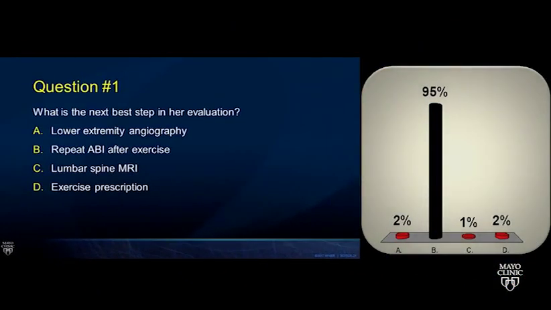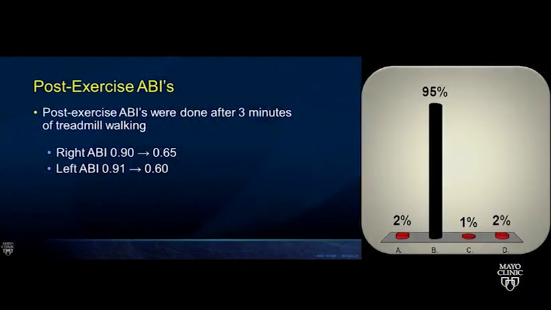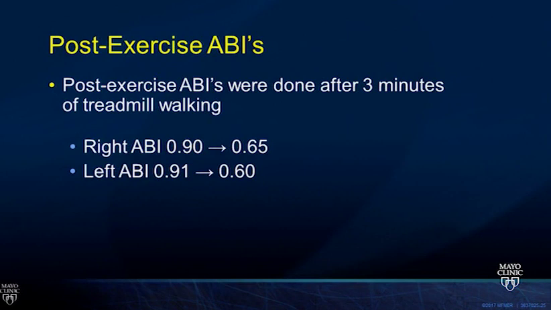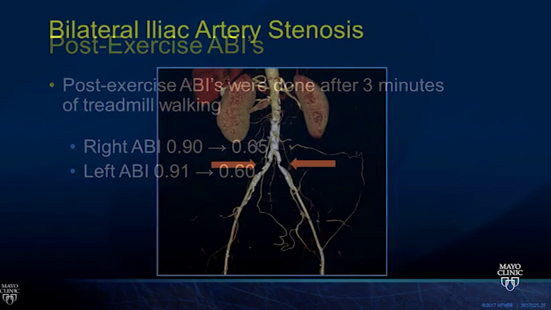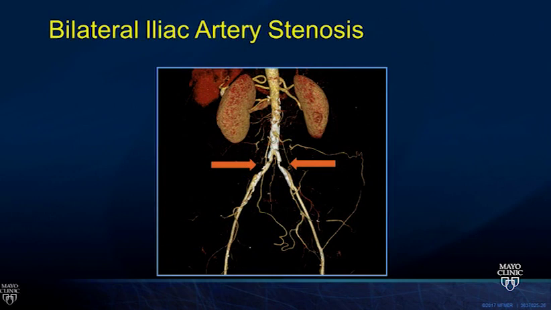Great. Well, you guys already are convinced about the role of the repeat ABI after exercise. Way to go. And it also tells me that you're good test takers, because the other answers really were not very compelling answers. So repeat ABI after exercise is the right answer. And she had this done, and after walking for 3 minutes, her ABIs were redone, and there was a significant fall in ABIs. And this diagnoses lower extremity PAD in the setting of the borderline resting ABIs. And she actually had bilateral iliac artery stenosis and went on to have stenting done and was feeling much better.